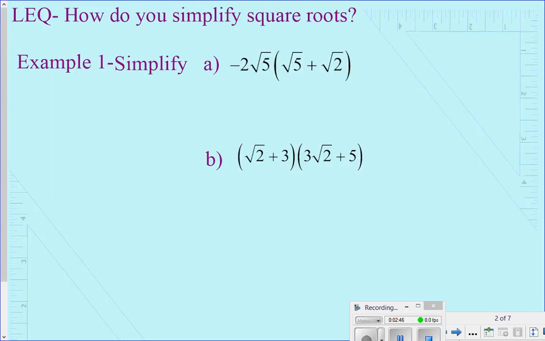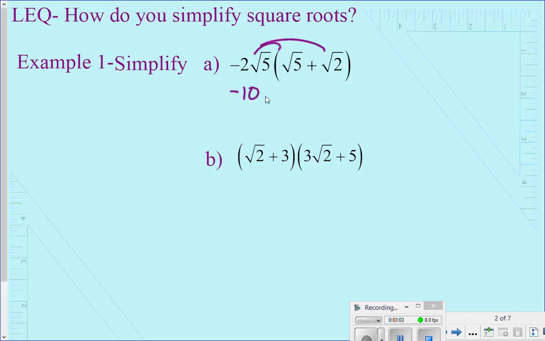Okay, so today we first did just a couple problems like these that are just Algebra 1 review. So just multiplying here, so I know distributive property. So negative 2 times root 5 times root 5. Well, root 5 times root 5 is 5. 5 times negative 2 is negative 10.